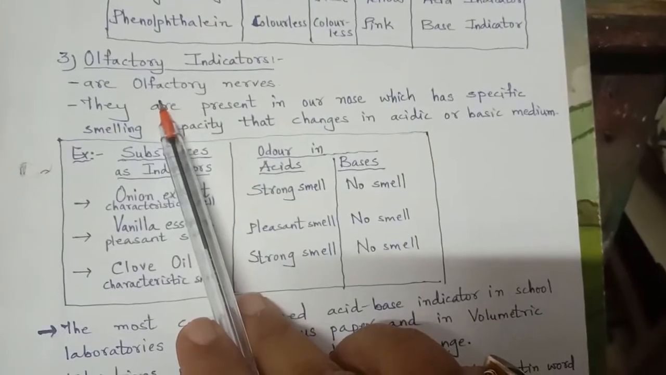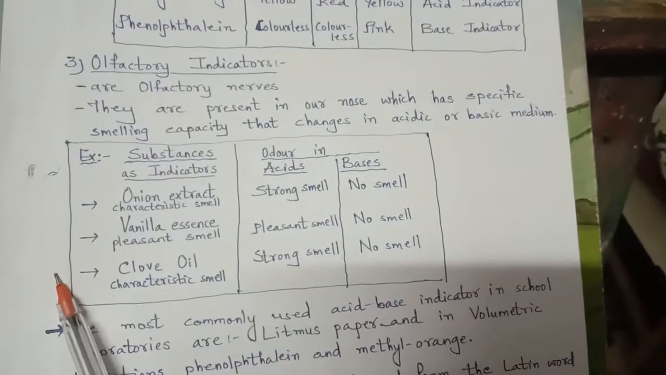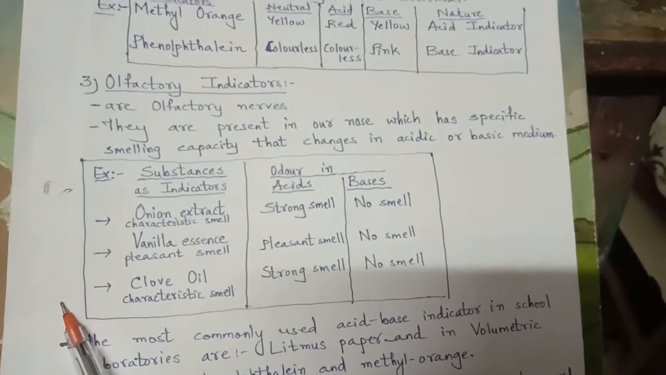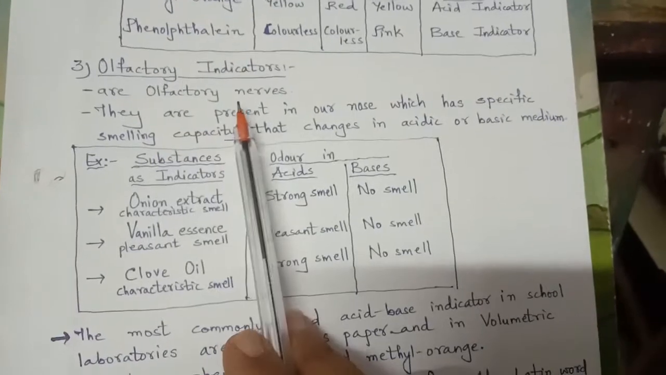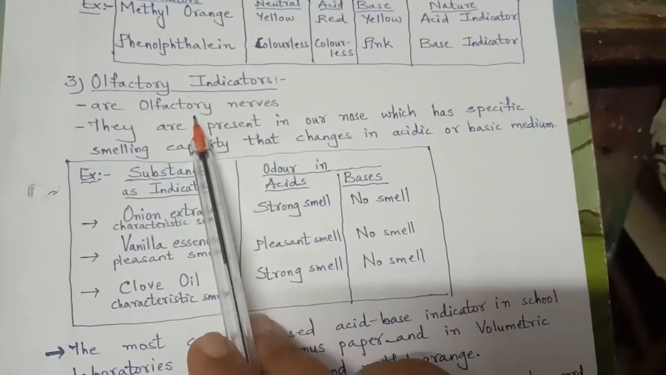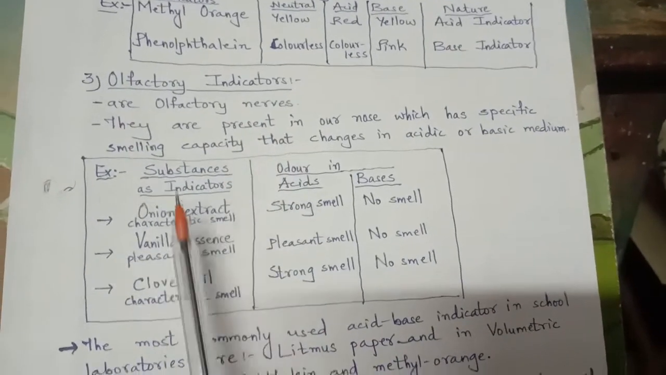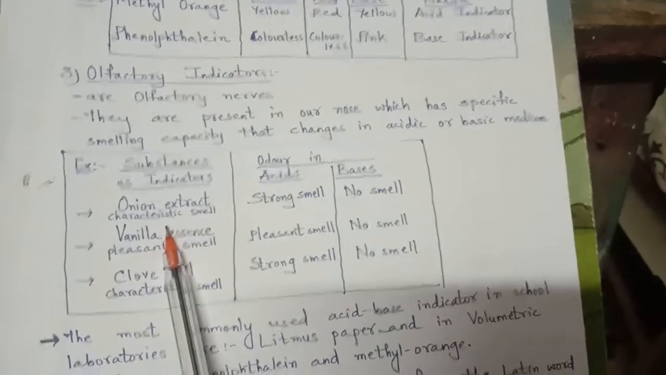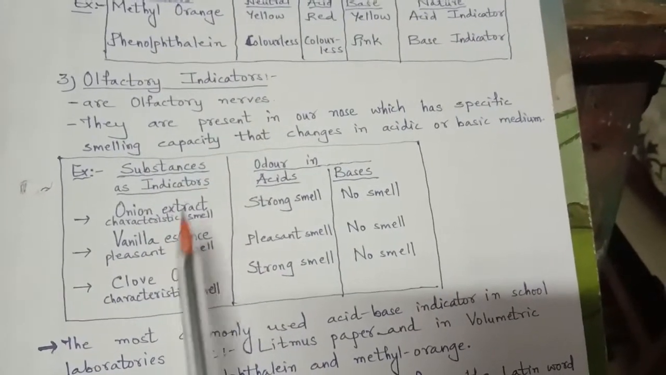Third type of indicators, that is olfactory indicators. Olfactory indicators give an idea to our olfactory nerves. That means the nervous system which consists of olfactory nerves, which identifies the smell of the respective substance. So by the smell we can understand about that particular substance.